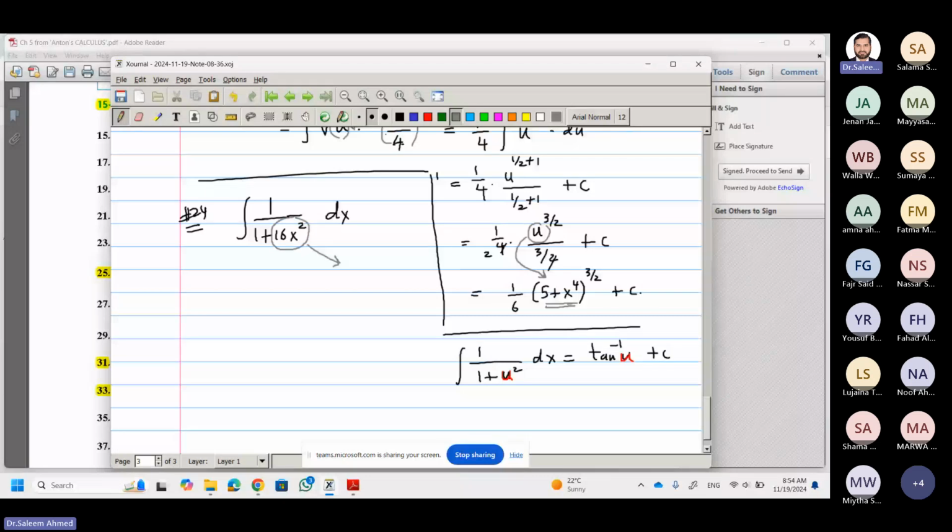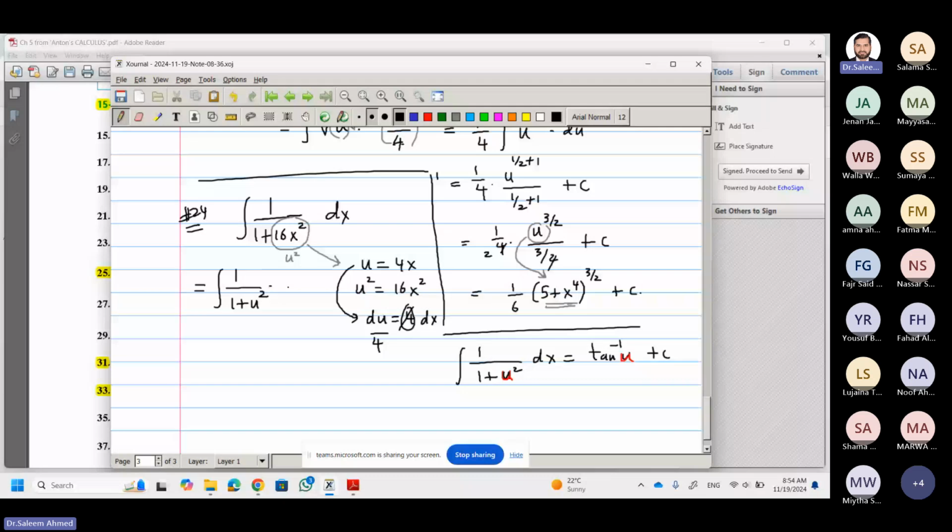So I can take u as 4x, not 16x. If I take u as 4x, then you see u square will become 16x square. So this will become my u square. That's what I need. But now I cannot just write that. I need du as well. So du is just 4dx. I don't need 4 here, so I can divide it on the other side. So this has become 1 over 1 plus u square, and dx is du by 4.